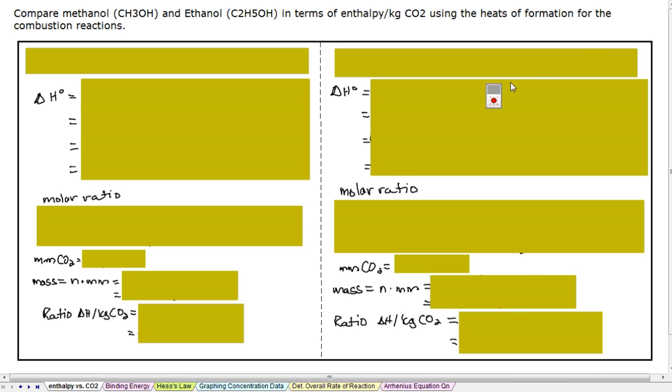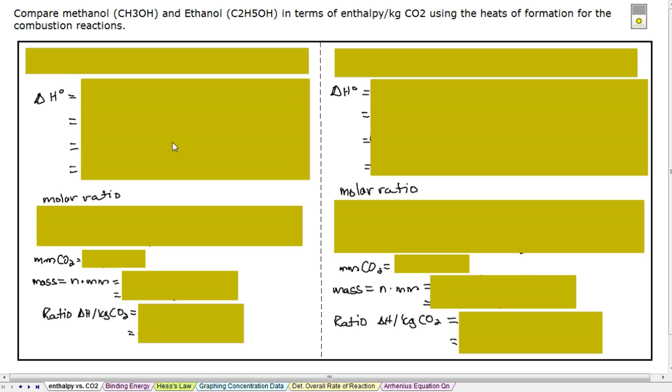Okay, this is Mr. Pilot's lesson on heats of reaction and carbon footprint. So we've got a question here. Compare methanol and ethanol in terms of enthalpy per kilogram of CO2 using the heats of formation for the combustion reaction. So what we're trying to do is find the ideal fuel that will give us the most amount of energy for every kilogram of pollution of CO2 that we produce.